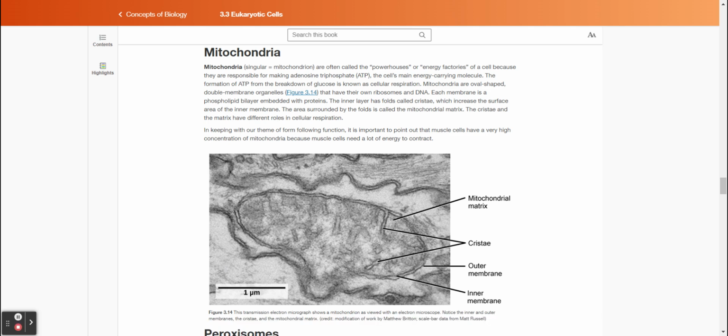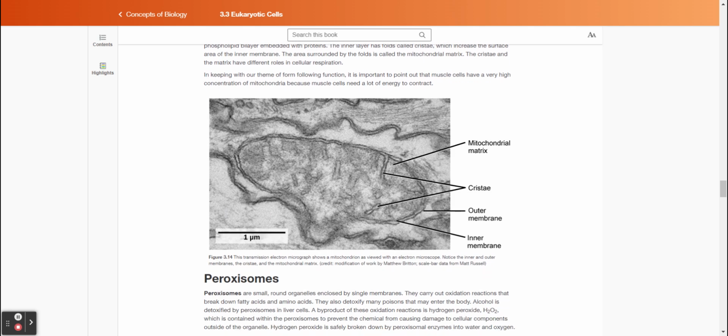Mitochondria are oval shaped, double membrane organelles that have their own ribosomes and DNA. Each membrane is a phospholipid bilayer embedded with proteins. The inner layer has folds called cristae, which increase the surface area of the inner membrane. The area surrounded by the folds is called the mitochondrial matrix. The cristae and the matrix have different roles in cellular respiration.